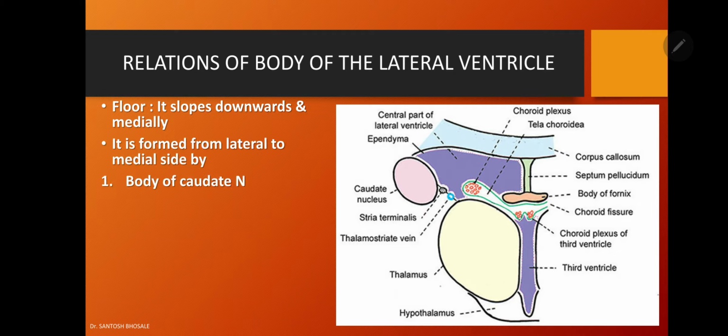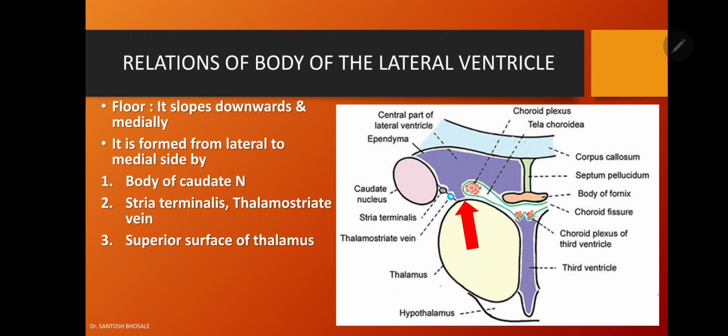You can see the body of the caudate nucleus there, and you can see the stria terminalis. This is stria terminalis and thalamostriate vein. Stria terminalis is the projection fibers of the amygdaloid body or amygdala. They are the outputs of the amygdala. Then you will see the superior surface of thalamus, choroid plexus, and the fimbriae, or the body of the fornix.